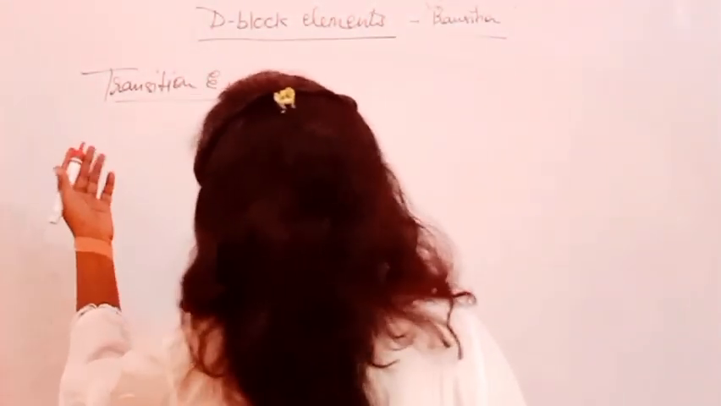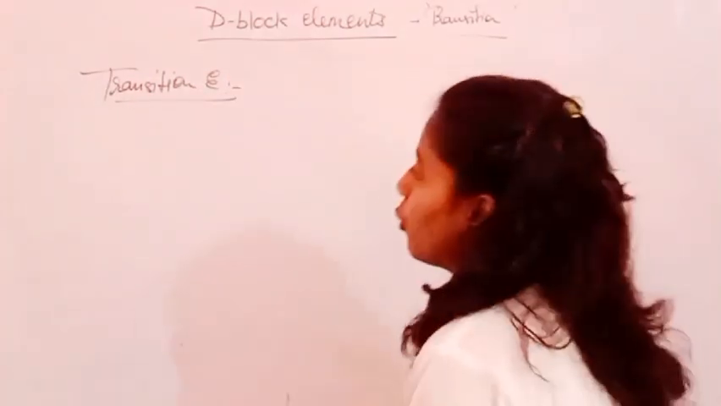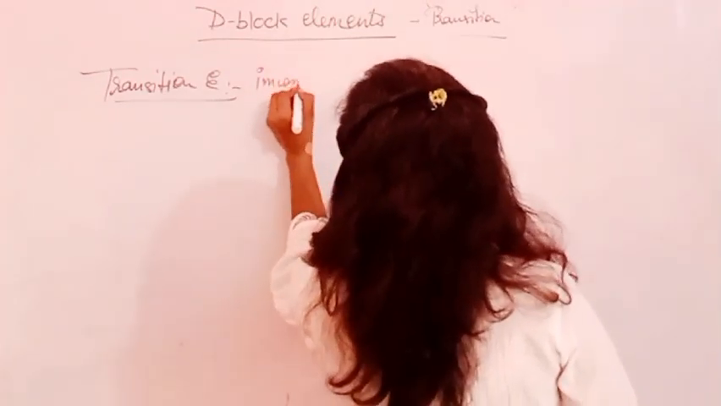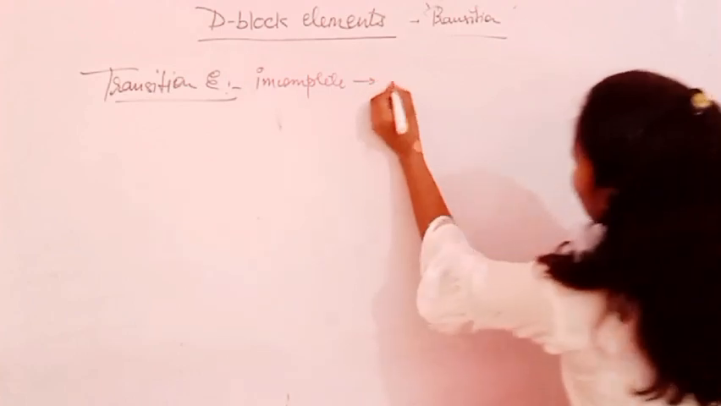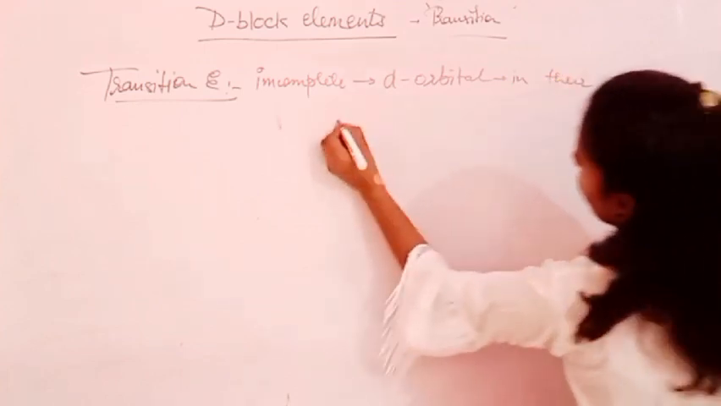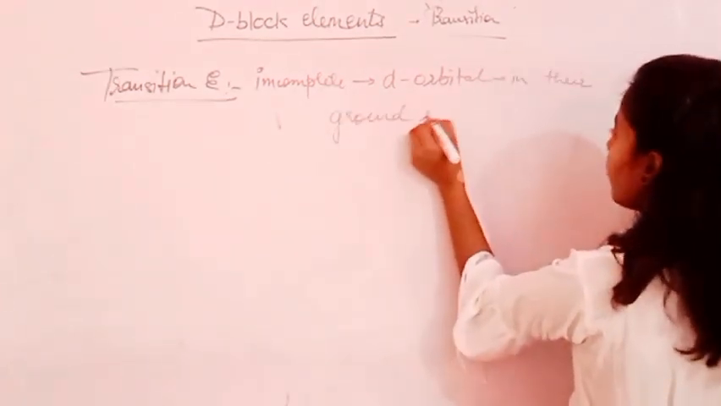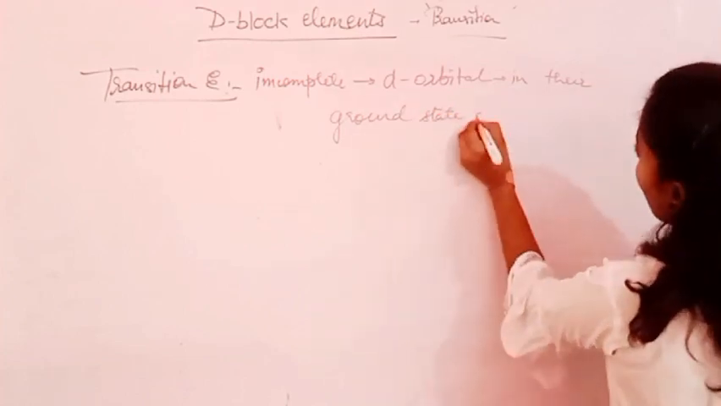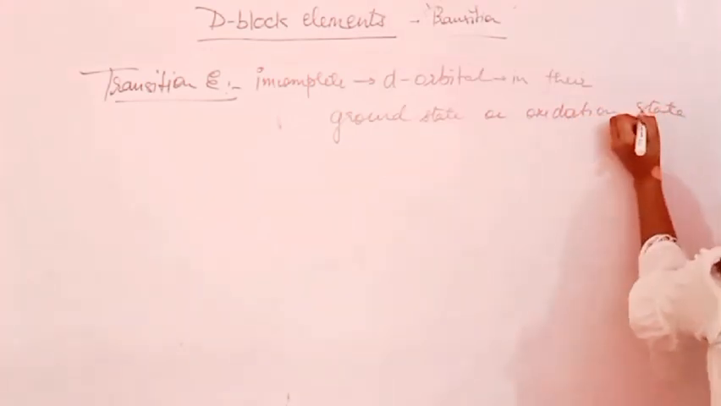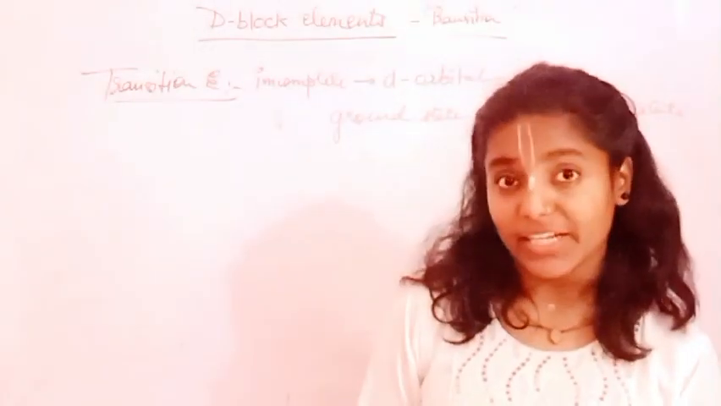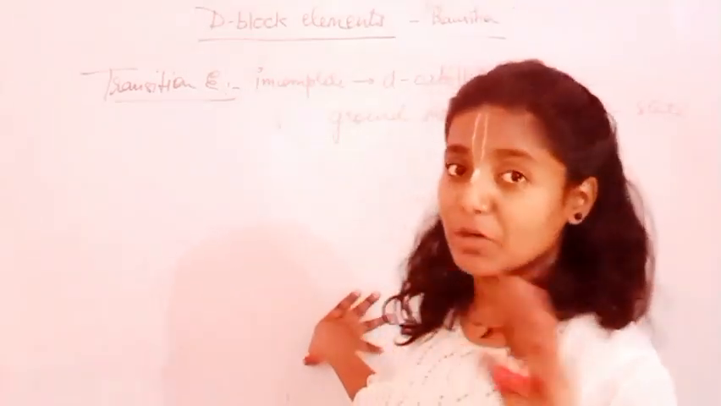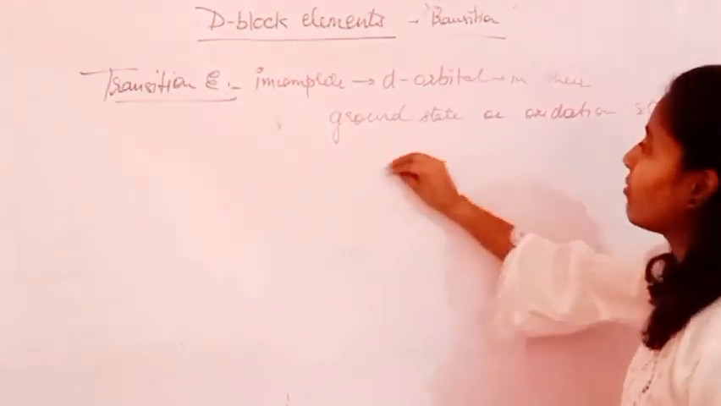So what are transition elements? Transition elements are those whose d orbital is incomplete, either in their ground state or in their oxidation state. I can say very clearly what your transition elements are: elements whose d orbital is incomplete, where the filling in the d orbital has not been completed at all, either in the ground state or in the oxidation state.